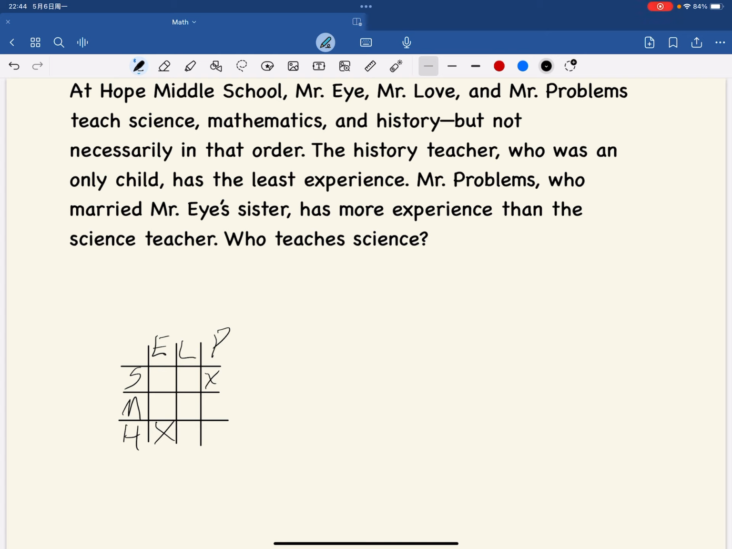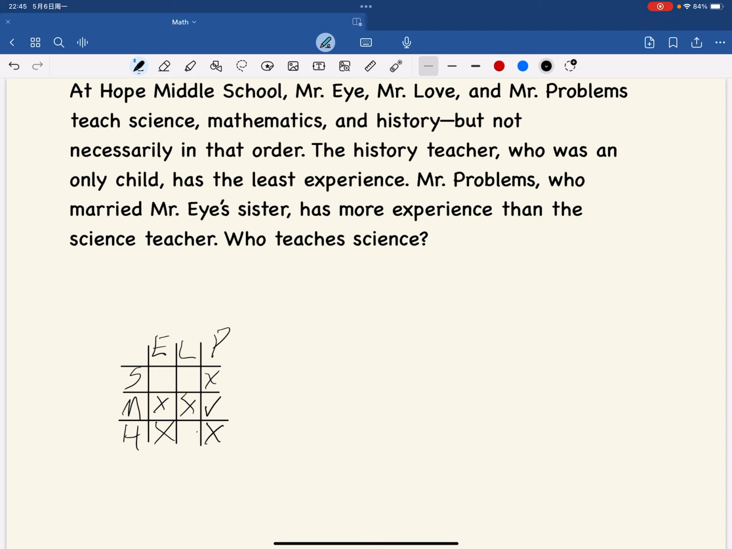And since Mr. Problems has more experience than the science teacher, that means he has more experience than someone, so he doesn't have the least experience. So he's not the history teacher. And now we're sure that he's the math teacher, we put a check here. And since no one else could be the math teacher, we cross out all the other boxes in the math row.